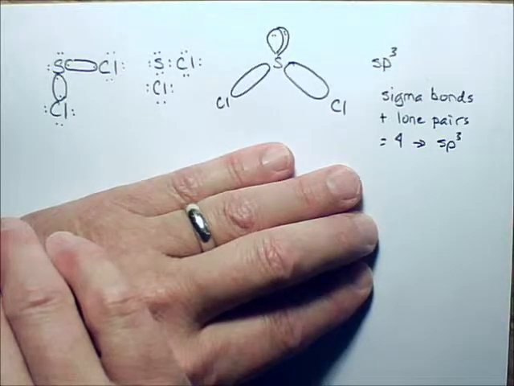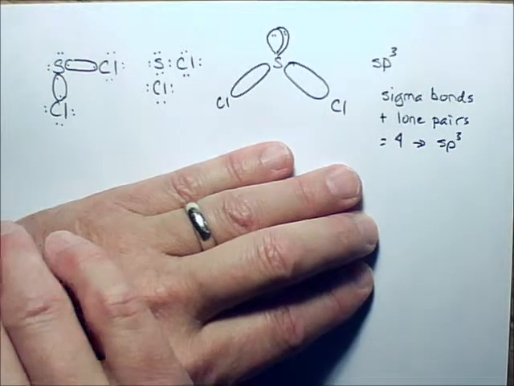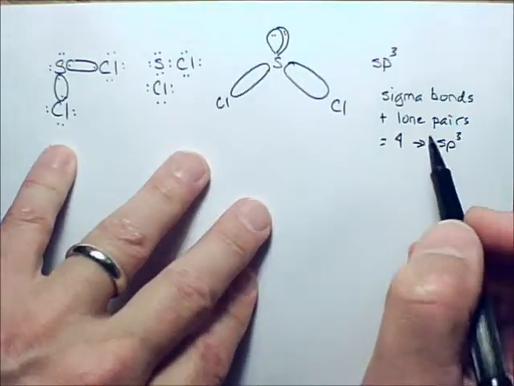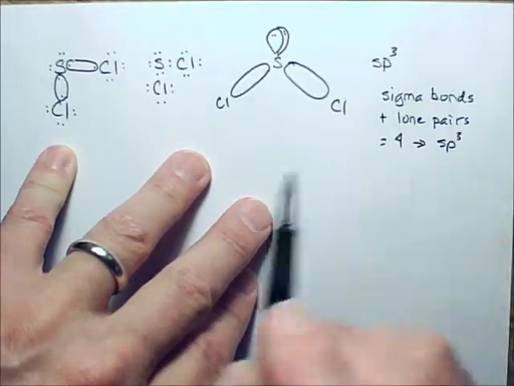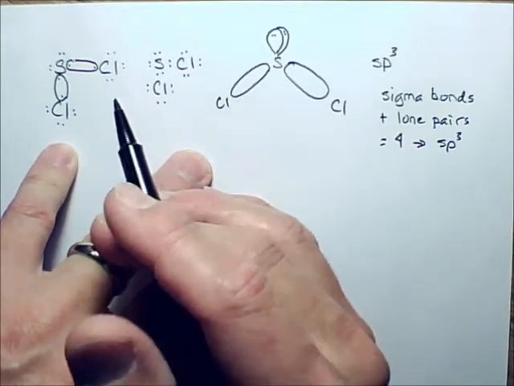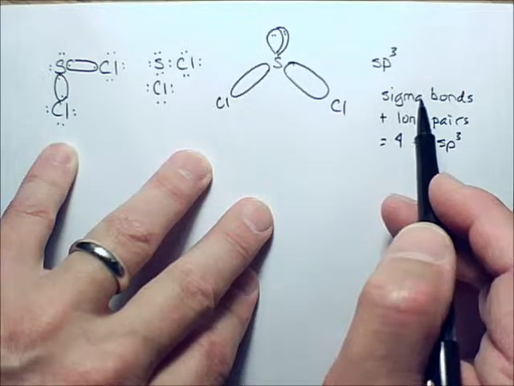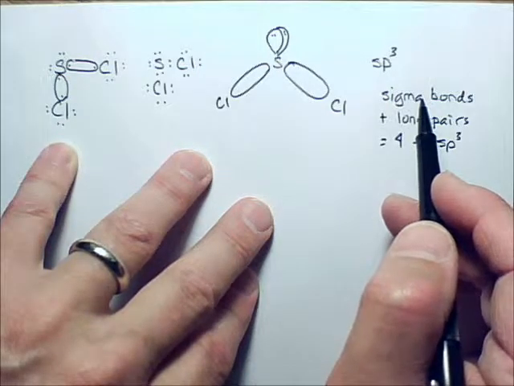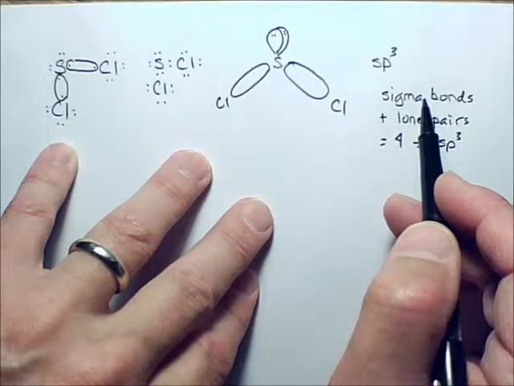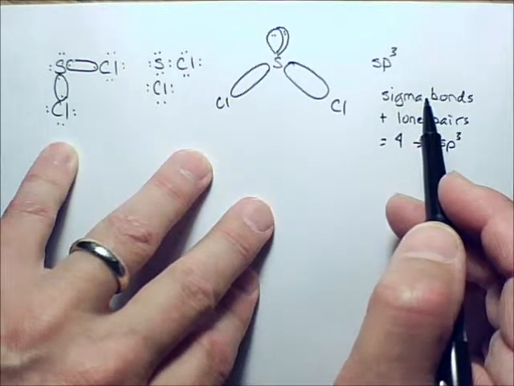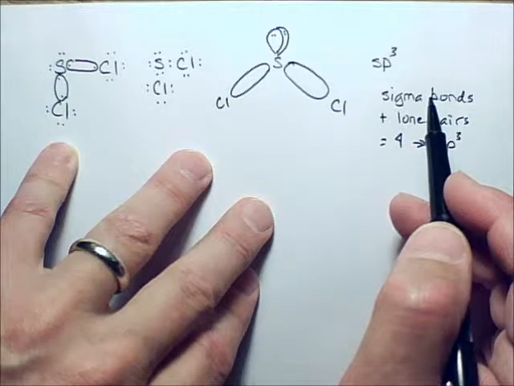Okay? But you need to understand why. The why is sigma bonds can only occur after you hybridize an orbital. The only kind of bonds that require unhybridized orbitals are pi bonds. Remember, those come from unhybridized p orbitals. You remember that?